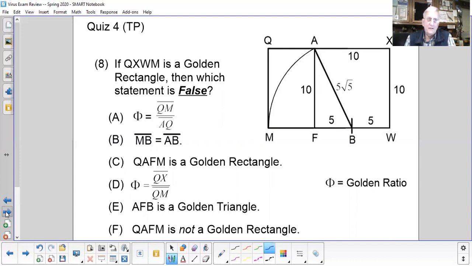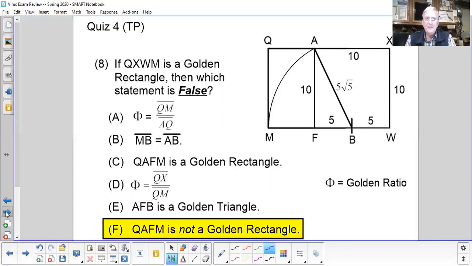So I figured I'd let you know that the one that's near my picture up there is the point X. Is AFB a golden rectangle? It most certainly is. Remember, in a golden rectangle, if you have one leg twice the length of the other, and it is a right triangle, you do have what's called a golden rectangle. So don't forget that. All right, is QAFM not a golden rectangle? No, that's false, as we can see. So the false statement is F.